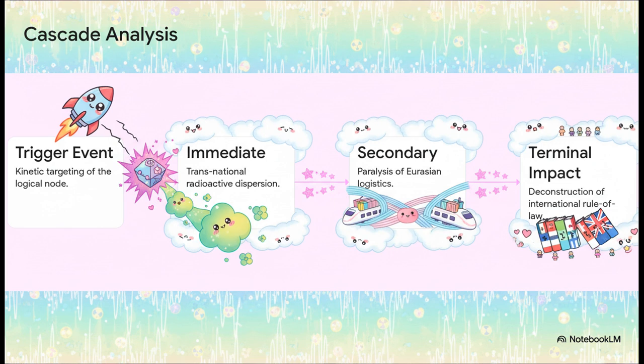Step 1 is the trigger event itself. Step 2 is the immediate fallout, specifically massive transnational radioactive dispersion. Step 3 is a secondary cascade, resulting in the severe paralysis of Eurasian logistics. And Step 4 is the terminal system impact, which effectively amounts to a deconstruction of international rule of law due to the normalized civilian collateral.